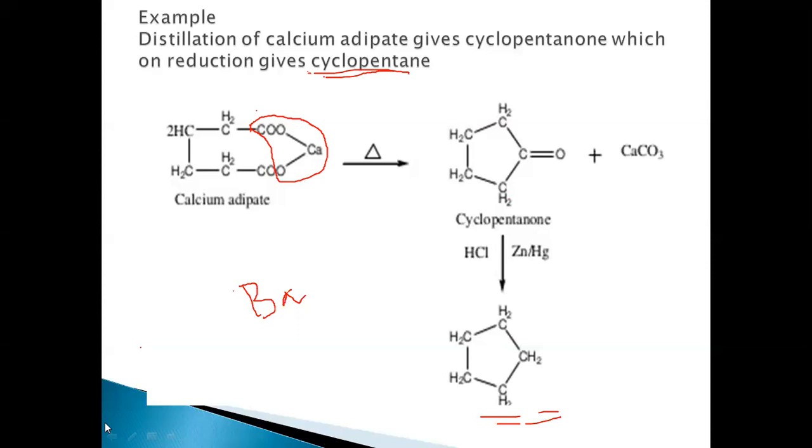Yeah, these are the methods for the preparation of alicyclic hydrocarbons. The first one is the Freund's method. Second one is Dieckmann's method. And the third one is they can be prepared from the salts of dicarboxylic acids.